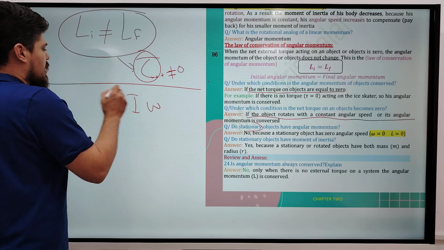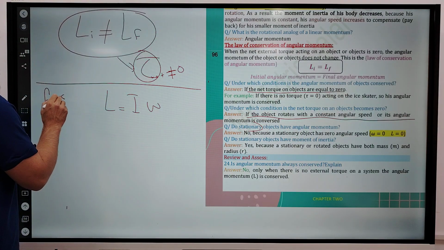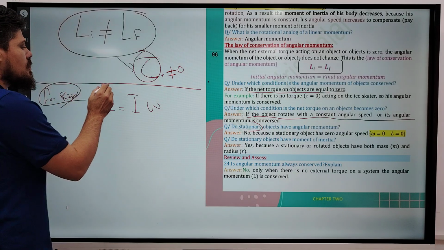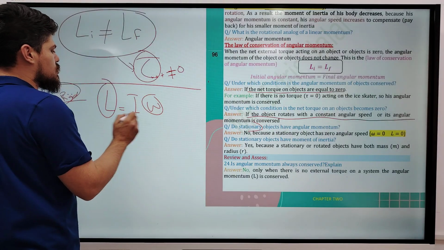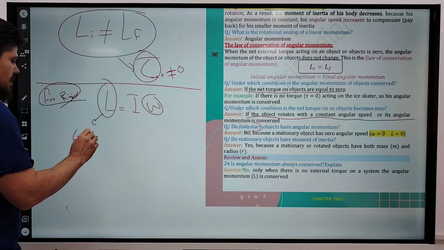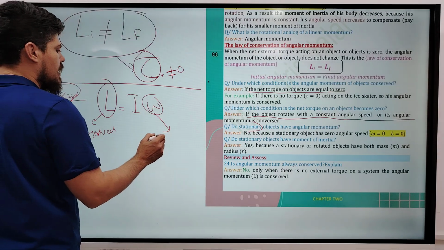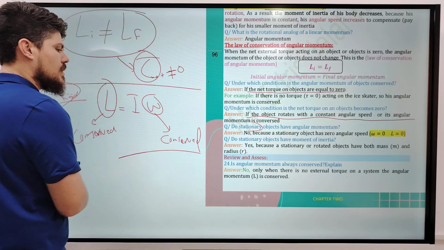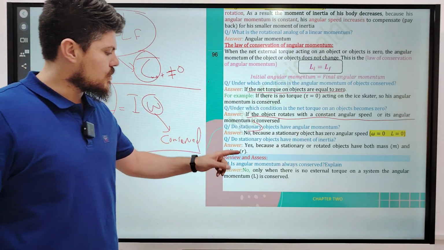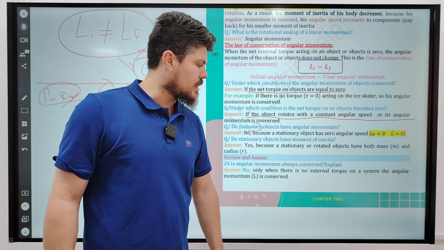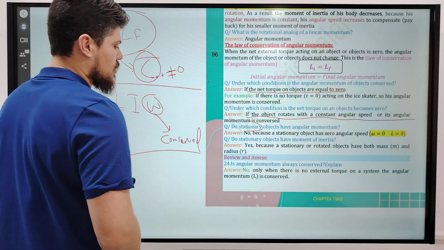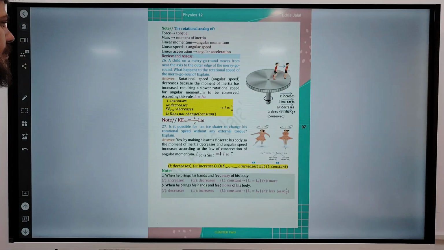L is equal to I omega. This is for a rigid body, sorry. For a rigid body, is the angular momentum always conserved? No. When does it become conserved? When angular speed is conserved. So the answer is absolutely no. Only when there is no external torque on the system is the angular momentum L conserved.